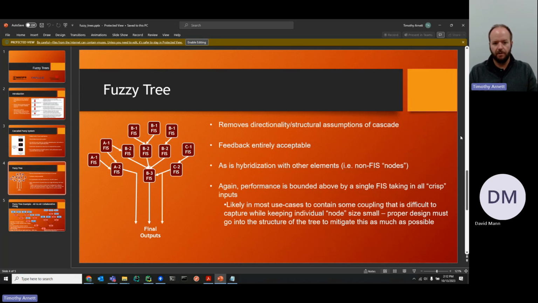And so this is really a way to both scale up a fuzzy system, being able to take in a much larger number of inputs, while also retaining that approximation capability as much as possible. The performance is bounded above by a single FIS. If you had a single FIS that took in all of your inputs and had as many membership functions as you wanted, of course, it would be a very accurate approximation, but the number of parameters you would have to define to do that would be enormous. And so fuzzy trees really cut down on this.